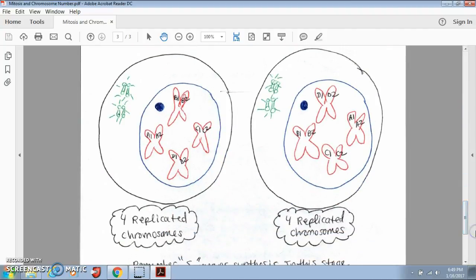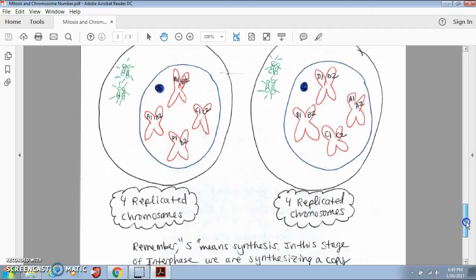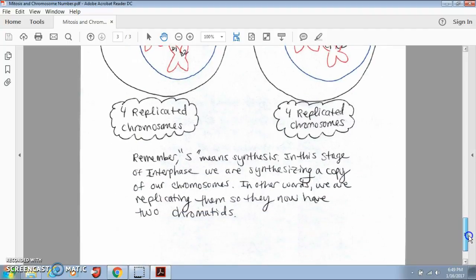So we're ending up with these 2 daughter cells that are diploid. They have 2 sets of chromosomes just like the parent. And in humans, that'd be 46 chromosomes, not 4.